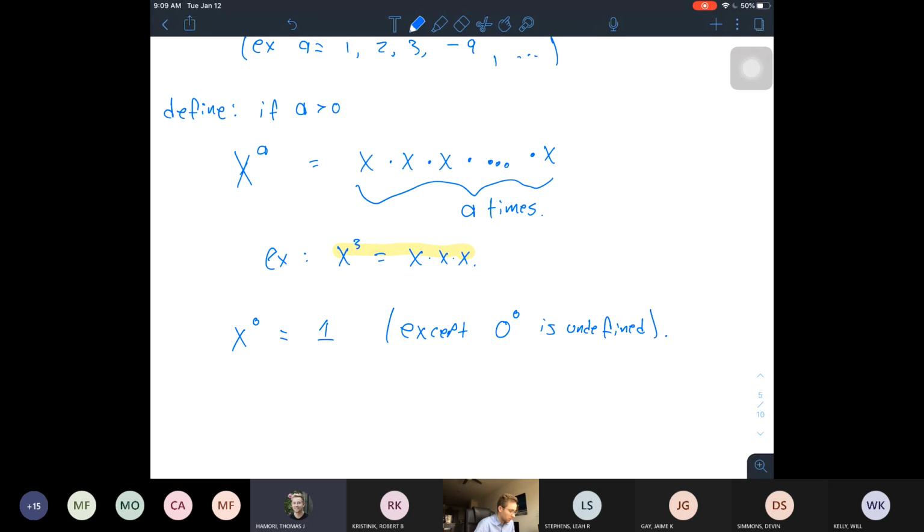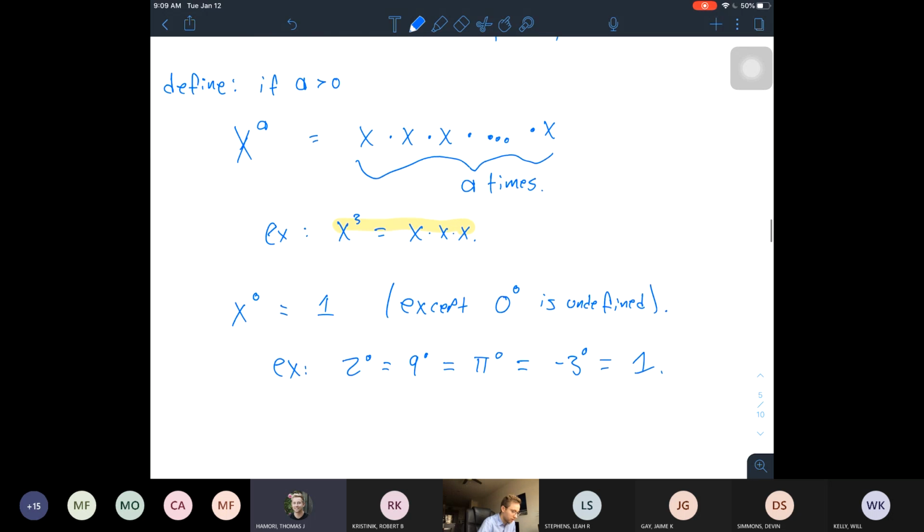But if x is just some number, for example 2, then 2 to the 0 is equal to 9 to the 0, is equal to pi to the power 0, is equal to -3 to the power 0, which are all equal to 1. So no matter what number we take to the power 0, we get 1.